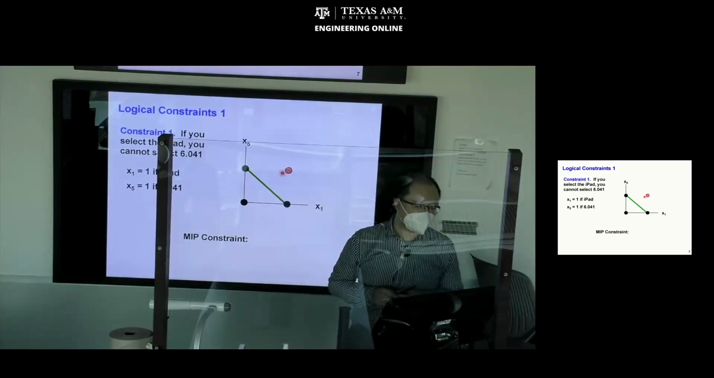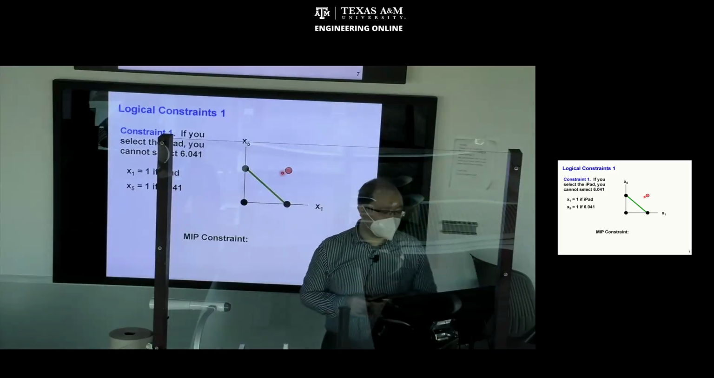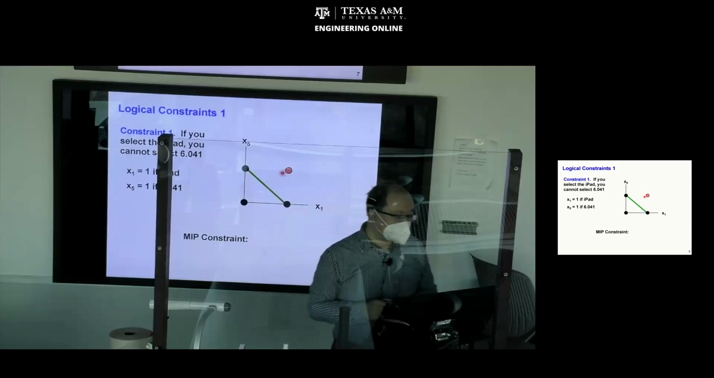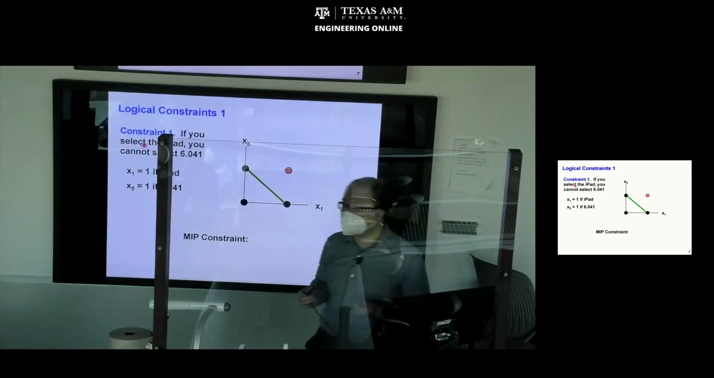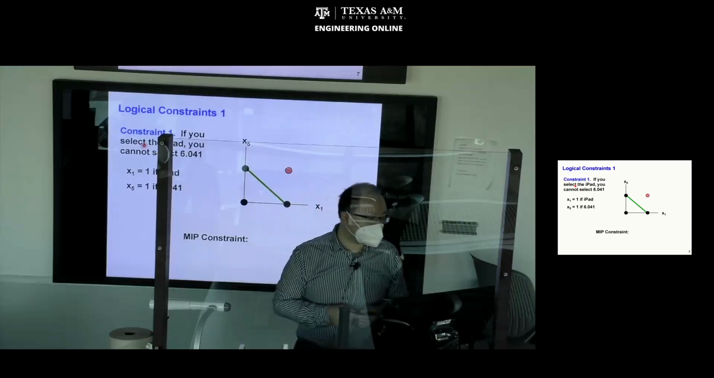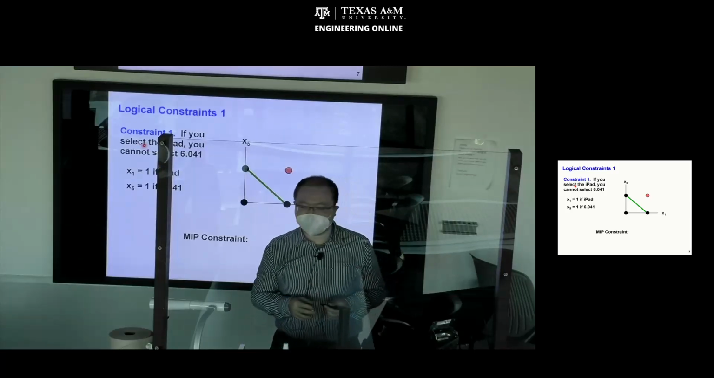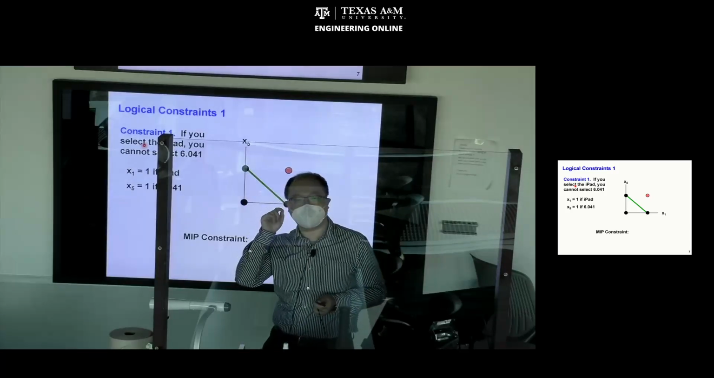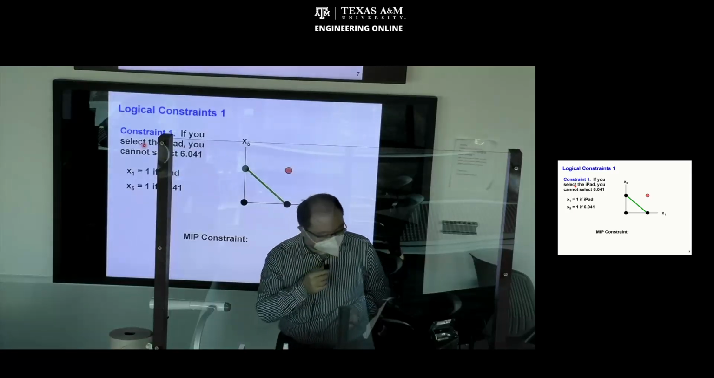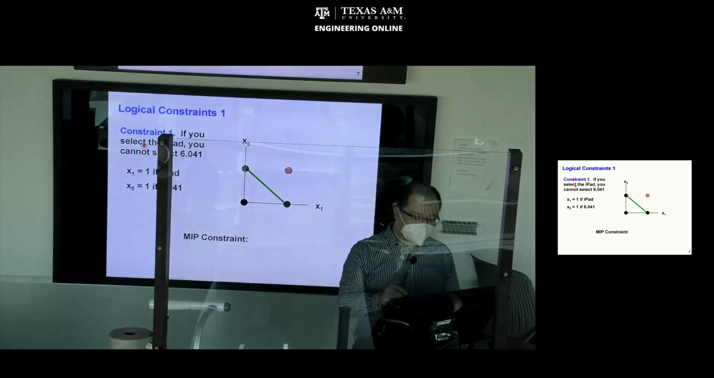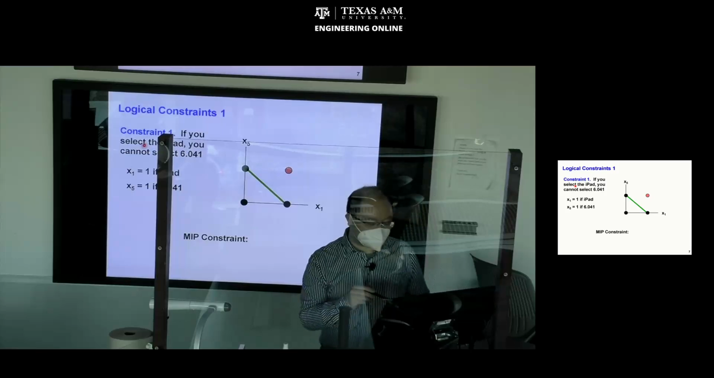What is the constraint that can express this constraint 1 in plain language? Let's translate the plain language to mathematical formulation. Anyone? Pardon me? Sum should be less than what? 1. Less than or equal to 1.